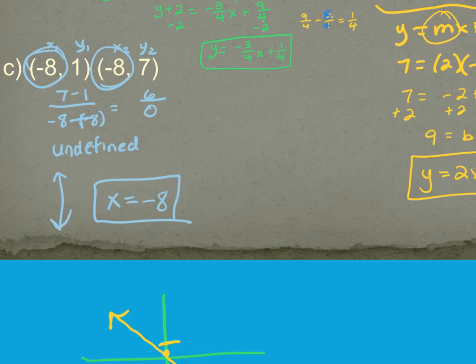So if the 0 was in the top, right, I'd get 0. 0 divided by anything is 0. I get 0 from my slope. You can plug that in if you don't remember if it's vertical or horizontal. But if you get undefined, you can't plug it in. You have to know that that means it's vertical. And if it's vertical, it's an X equals.